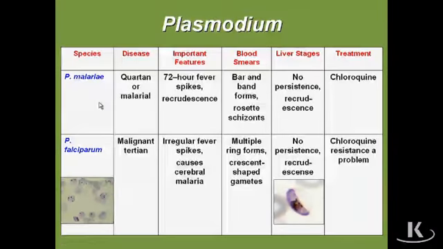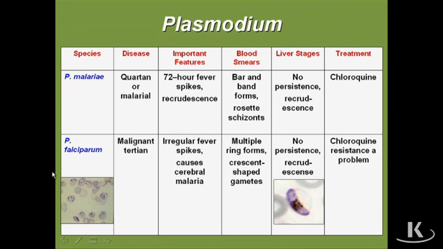Now the other two species, Plasmodium malariae, actually they don't ask much on the boards, but you can easily identify it because it's the only one that has 72-hour fever spikes. And in the blood smear, you'll actually see a red cell with just a little bar or a band across that red cell, and that is diagnostic for Plasmodium malariae. It does not have persistence in the liver, so therefore you can just treat it with chloroquine.